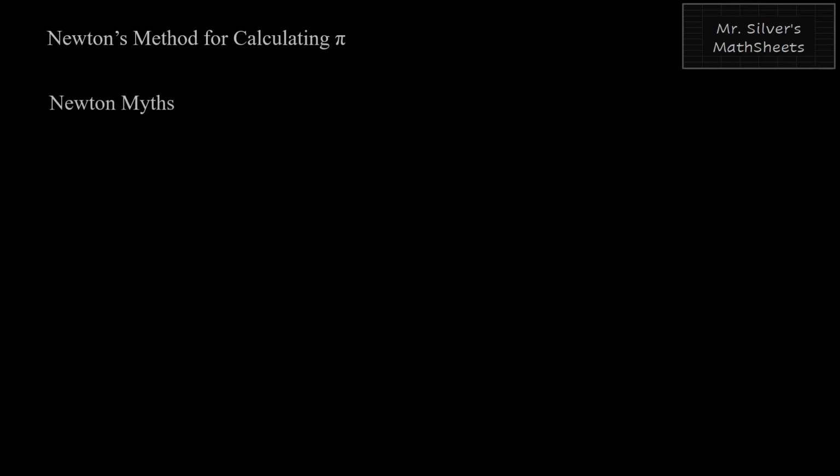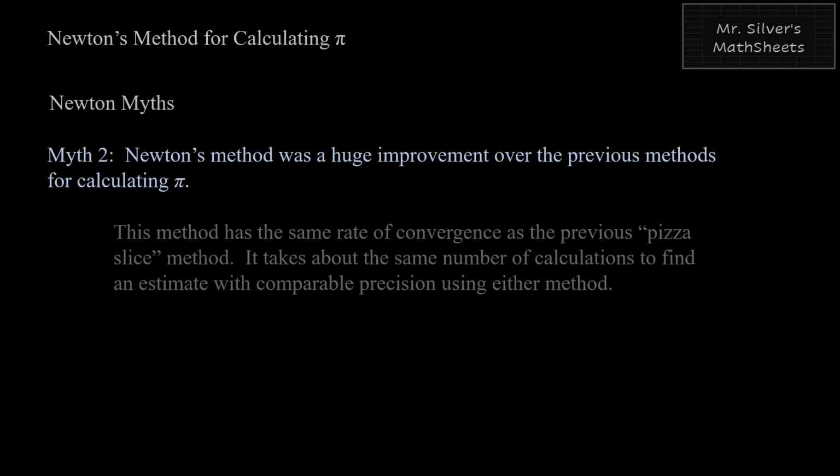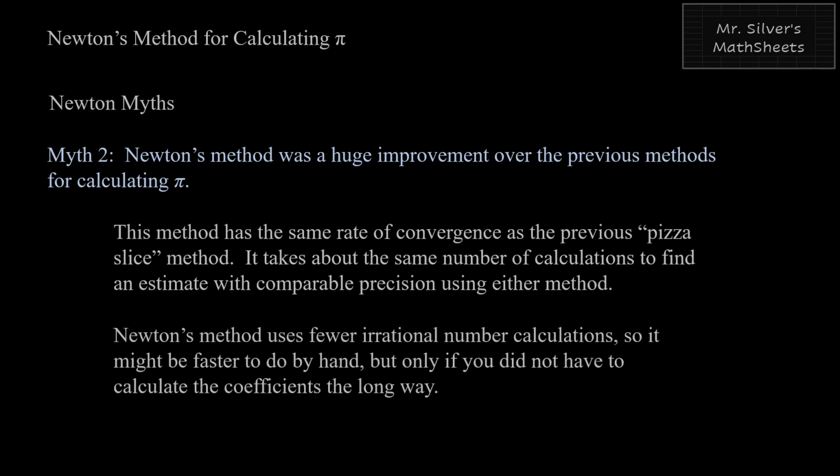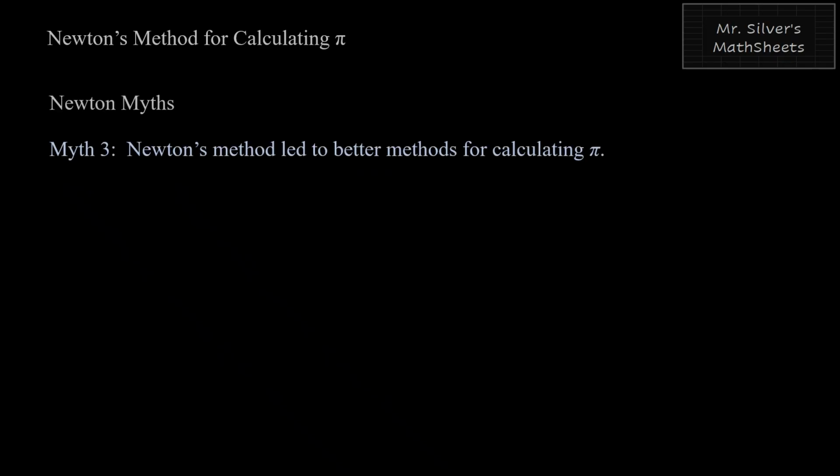Myth 2: Newton's method was a huge improvement over previous methods for calculating pi. This method has the same rate of convergence as the previous pizza slice method, which we discussed in a previous video. It takes the same number of terms. It does require fewer irrational number calculations, so if you're doing it by hand, it could be faster, but only if you didn't have to calculate those b terms.